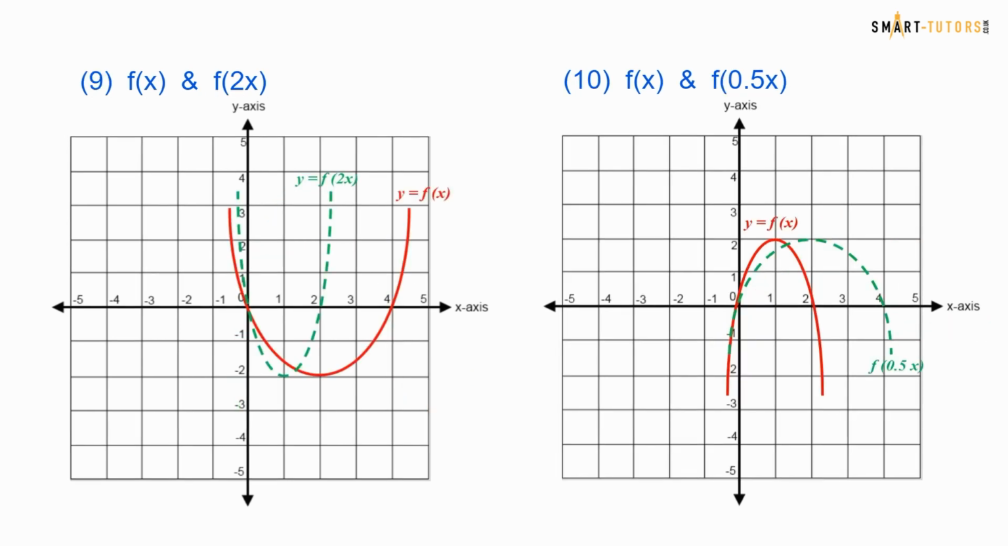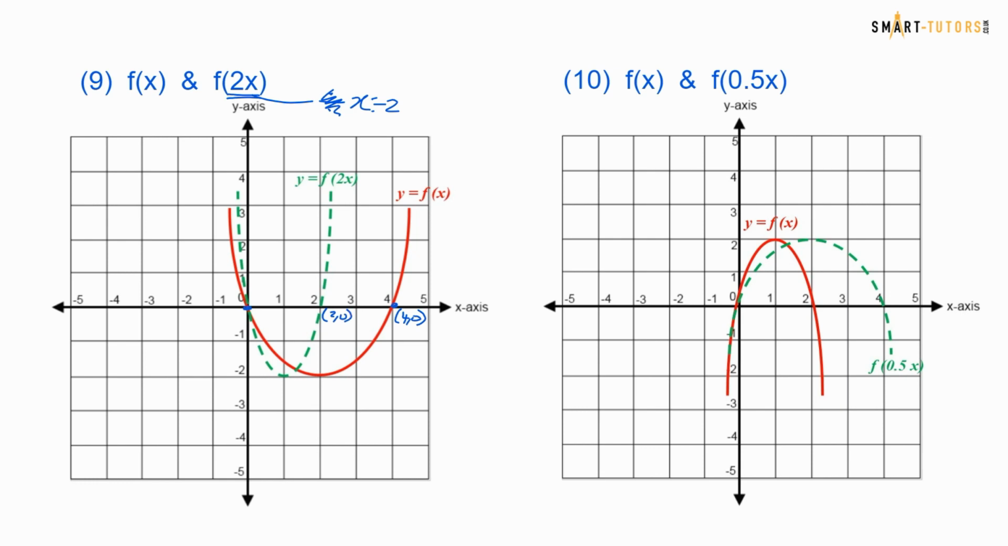Type 9, f(x) and f of 2x. If the x inside the brackets is times by 2, you need to divide the x coordinate by 2. Say for example, the original graph is red. The point here is (4, 0). f of 2x means the x coordinate is divided by 2. So 4 divided by 2 is (2, 0). And here (0, 0) remains the same.